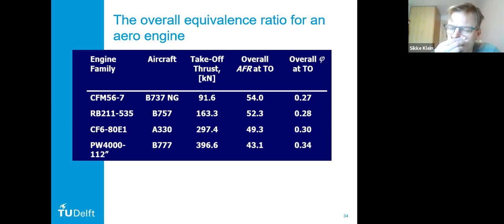Does anybody know why this equivalence ratio is that far away from stoichiometric in a gas turbine? Why don't we run a gas turbine with an equivalence ratio of 1? Yeah, I think I see, the turbine inlet temperature. It really has to do with the turbine inlet temperature. The material discussed in the last classes and the cooling determine the maximum allowable turbine inlet temperature. And that really gives the equivalence ratio the total engine is running on.